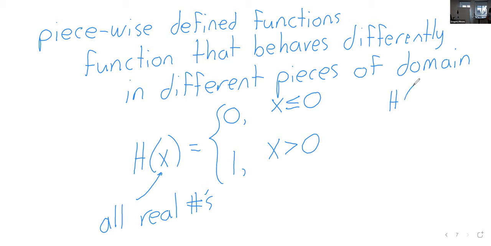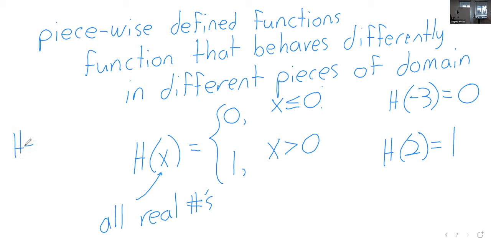So if you want to evaluate this function, say h of negative 3. Well, first you have to ask, okay, where is negative 3? Are we looking at this piece of the function, or are we looking at this chunk of the function? Well, negative 3 is less than 0. So we're in the first piece. Therefore, h of negative 3 is 0. h of 2 is what? 1. You just look at what piece 2 is in. It's in the second piece, so h of 2 is 1.